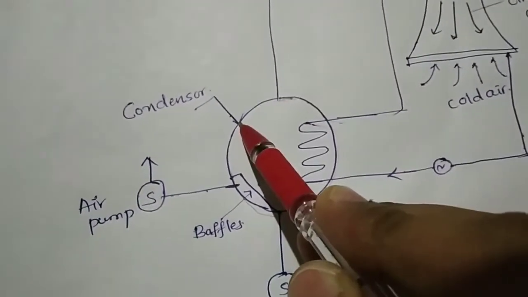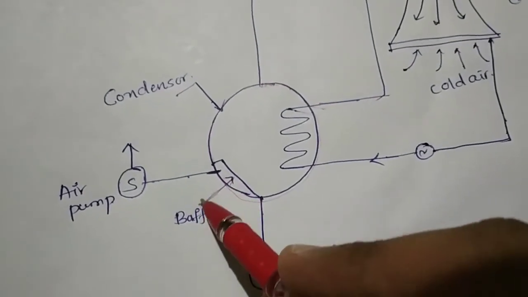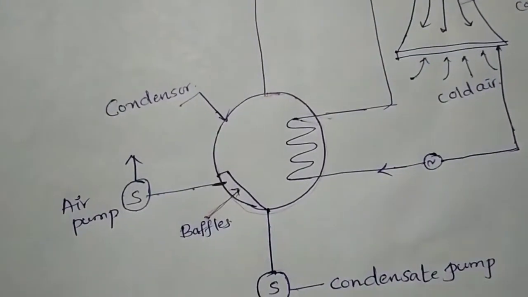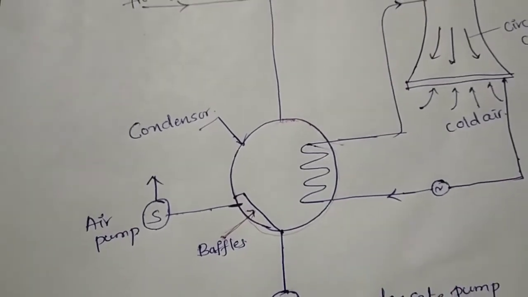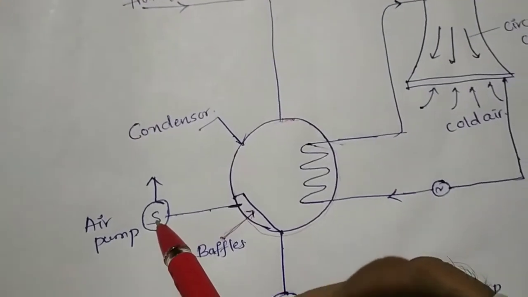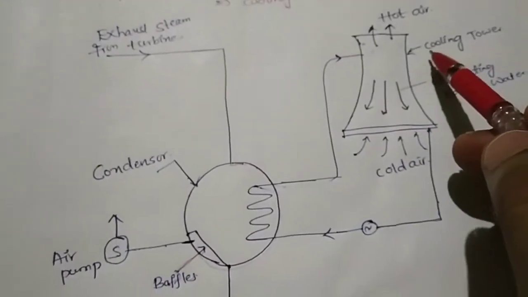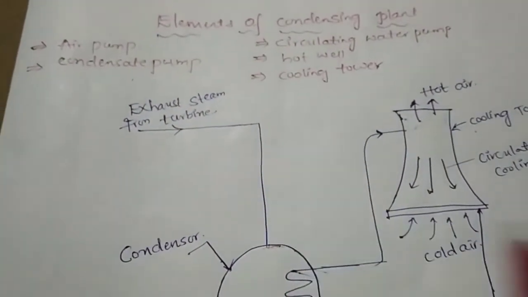In the condenser, we are using the baffles. You know what is the purpose of the baffles? The baffles increase the surface area of contact, for the complete mixing of the steam with the water. And here they kept one air pump. Okay, that is also one part. Another one is the condensate pump and the hot well here. Another one is the cooling tower, and these are the different elements of the condensing plant.